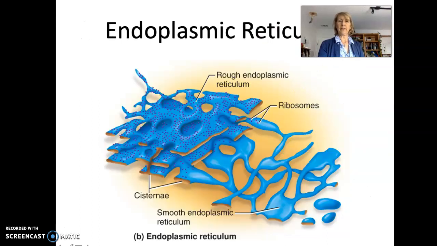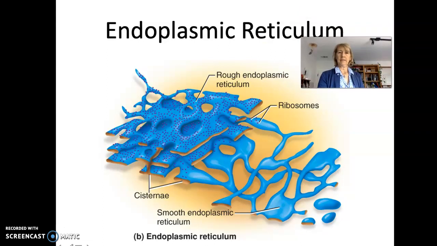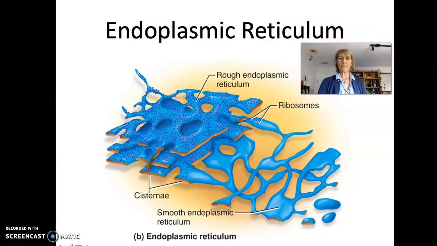So let's start with the ER, not emergency room, but endoplasmic reticulum. The endoplasmic reticulum is like this flattened membrane that stretches around. And this flattened membrane might be a bumpy membrane or a smooth membrane. So it's called the rough endoplasmic reticulum and the smooth endoplasmic reticulum. What makes it rough is the presence of ribosomes.